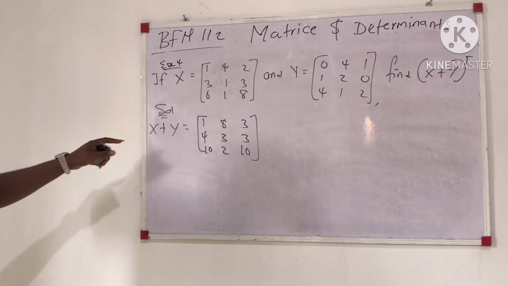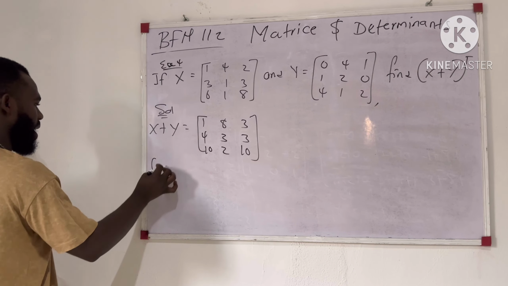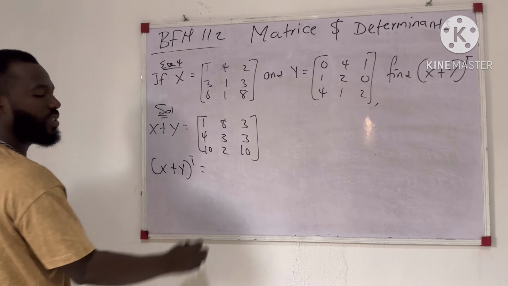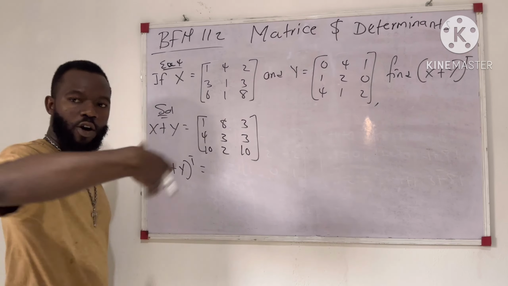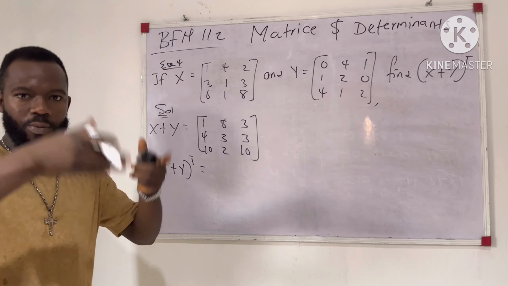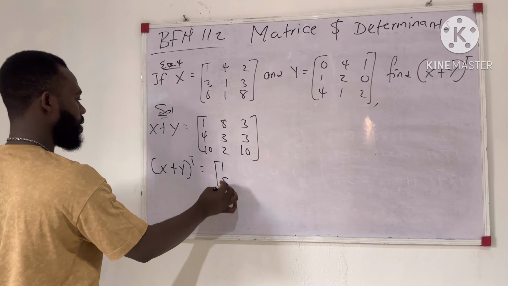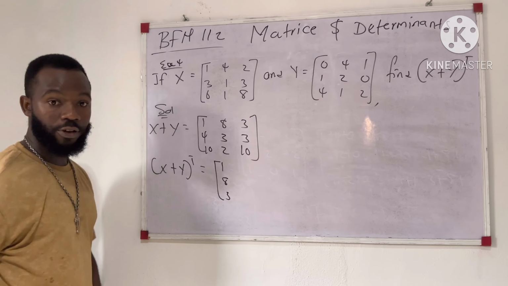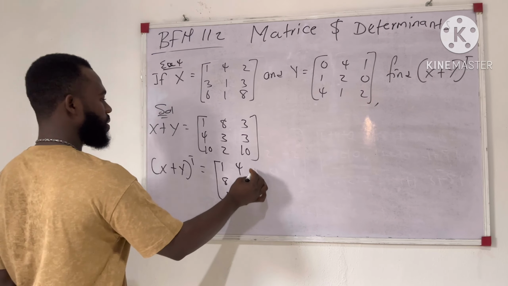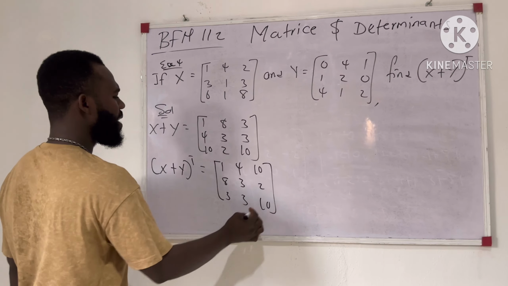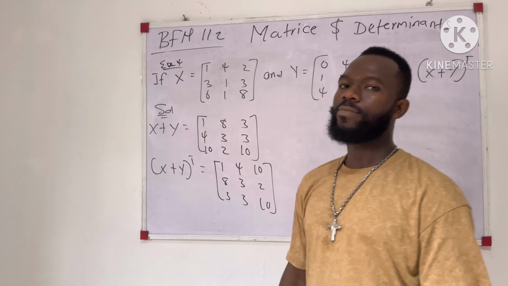Now, this is the answer we'll get when we work on X plus Y. But don't forget, the question is actually X plus Y transpose. Now, how do we transpose? It's very simple. Transposing simply means your rows become your columns. That's all. So if we do that, my first row here is 1, 8, 3, so it becomes a column 1, 8, 3. Second row is 4, 3, 3, becomes 4, 3, 3. And lastly, 10, 2, 10 becomes 10, 2, and 10. This is how you transpose. Your rows become your columns.